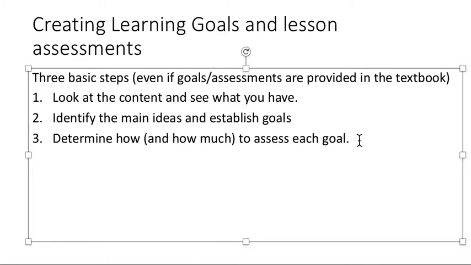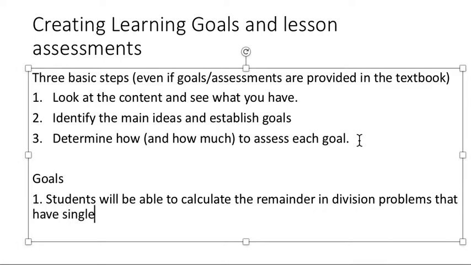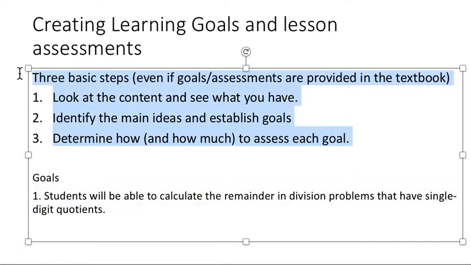So looking at my content, I'm going to write my goals as 1. Students will be able to calculate the remainder in division problems that have single-digit quotients. That's the first one. I'm going to have to make this a little bit smaller so I have enough room. This too.